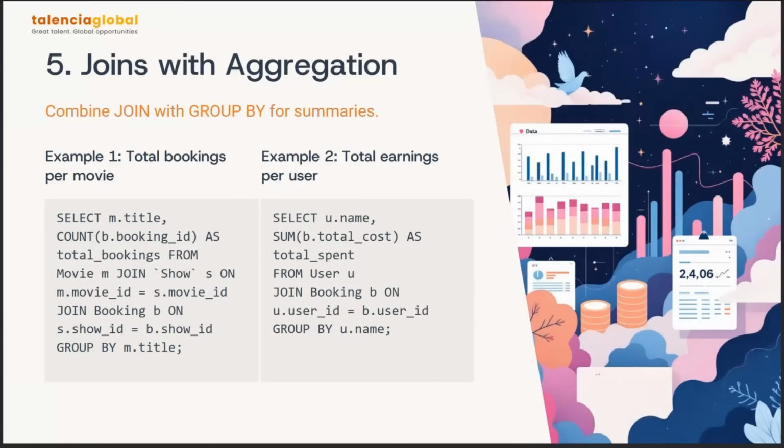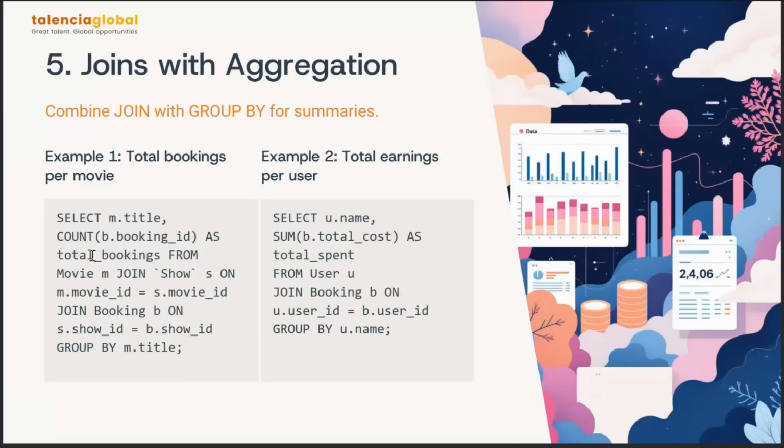Next, what do we have? We have joins with aggregation. So you can combine the join clauses with aggregate functions. Okay, what are the aggregate functions, guys? We have the count, sum, average, max, right? These are called the aggregate functions, which are used to do the aggregation. And you can use the join with group by as well. Okay, it will produce powerful summary reports.